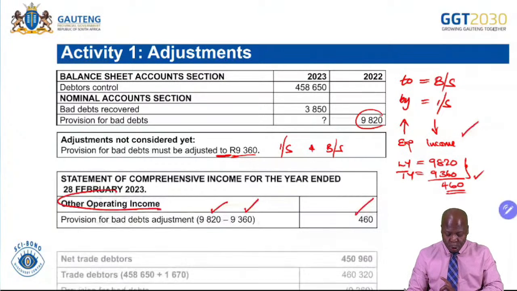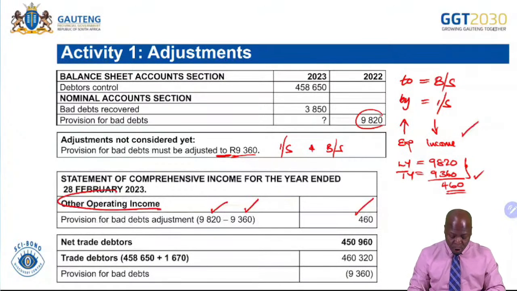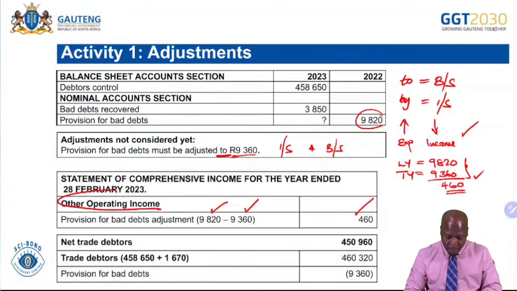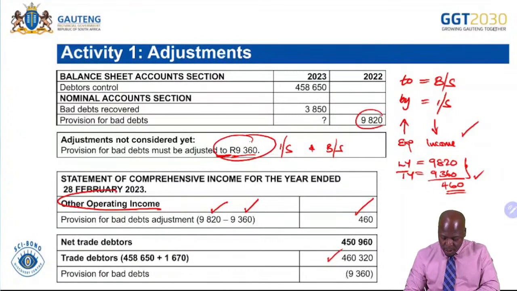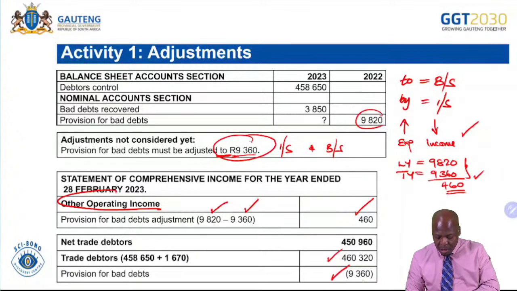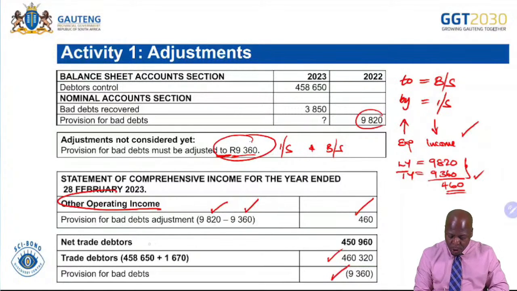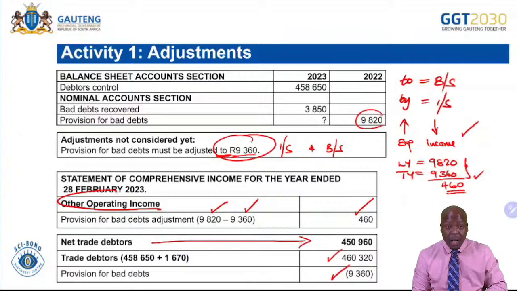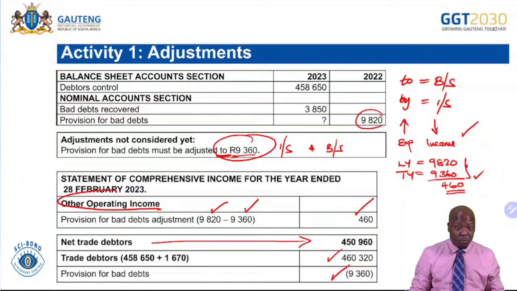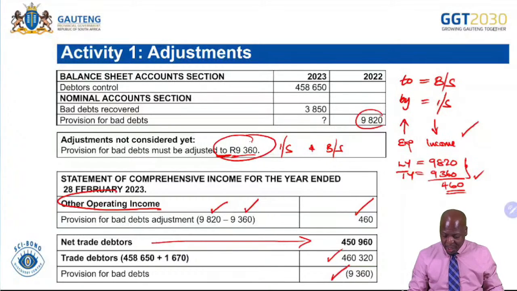But we would also want to show how to record this in the statement of financial position. Remember, we had our trade debtors here, so we come and subtract the provision for bad debts. We are taking the amount there. Then if you subtract your 9,360 from your 460,320, you end up with your net trade debtors. Remember, this was also part of the demands of this question, so I've already answered that particular area. Can I move on? All right, let's move on to the next one.